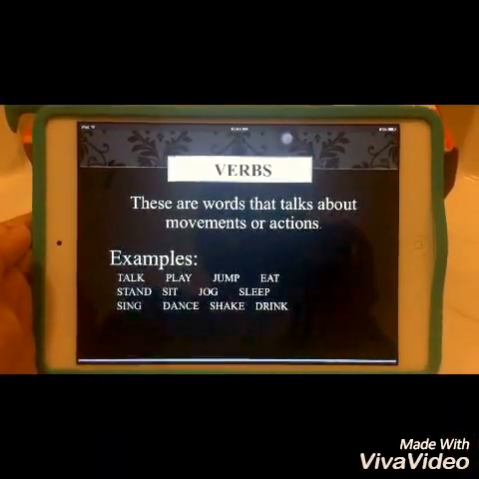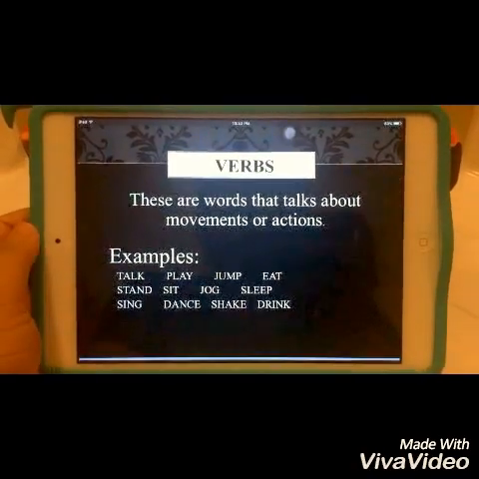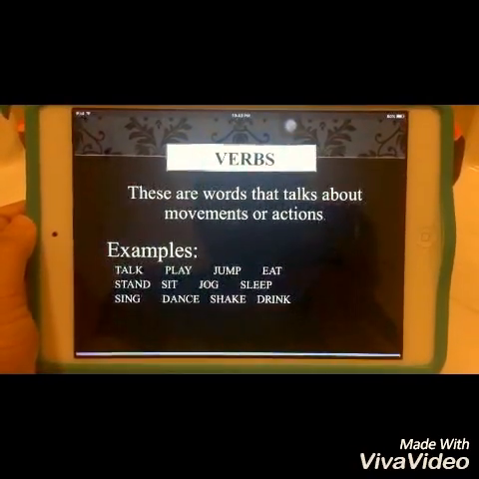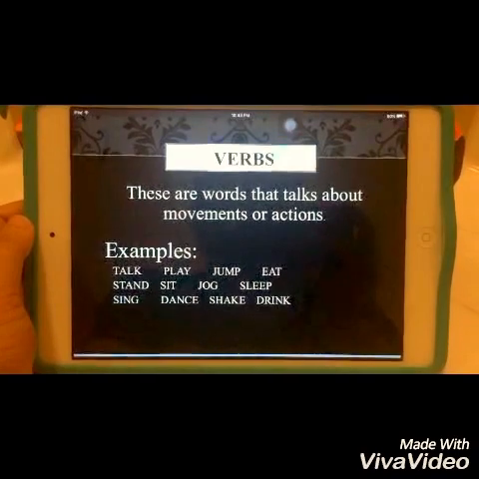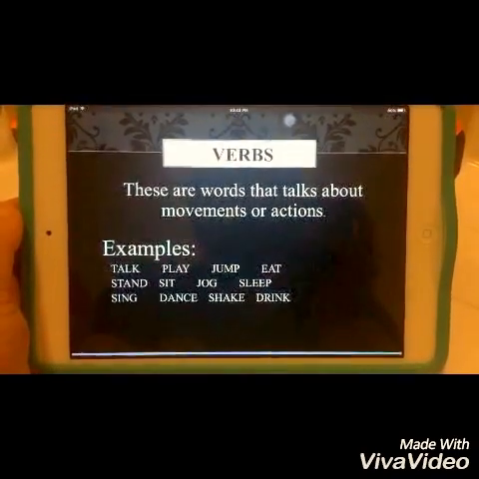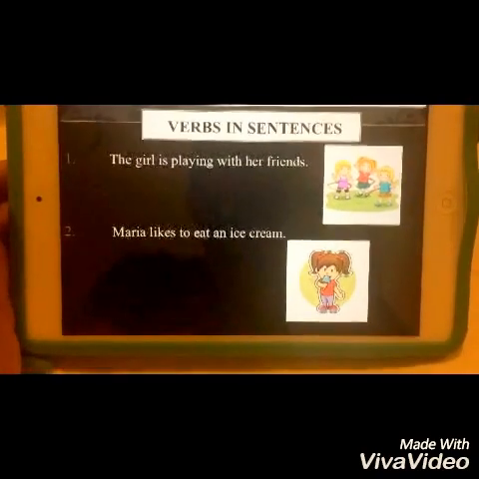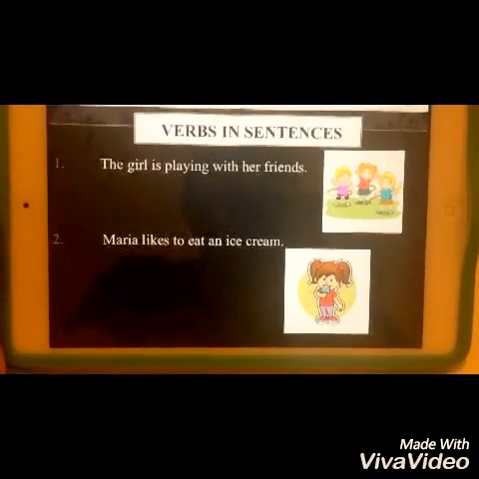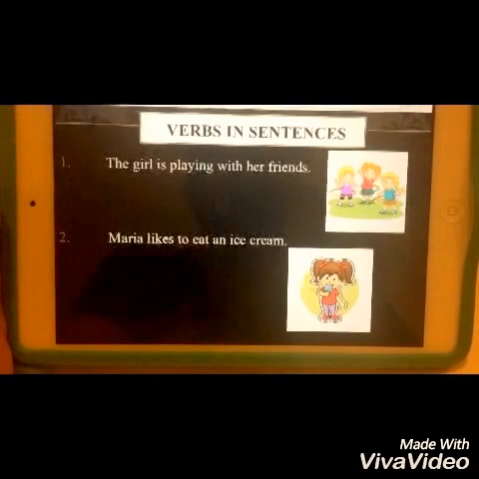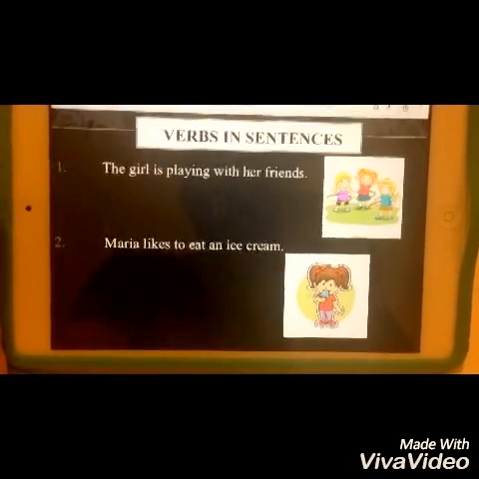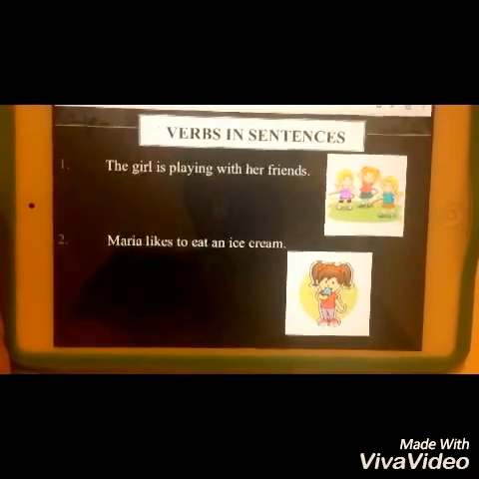Let's try to understand first what are verbs. Verbs are words that talk about movements or actions. Here are some examples. Now, let's try using the verbs in sentences. We have, the girl is playing with her friends. Maria likes to eat an ice cream.